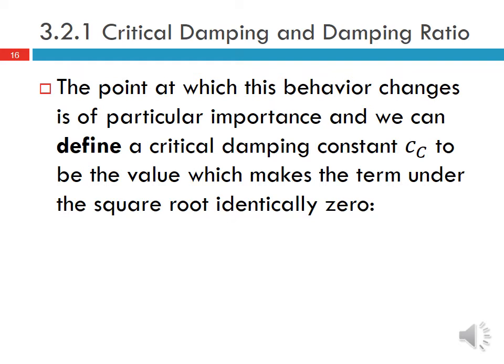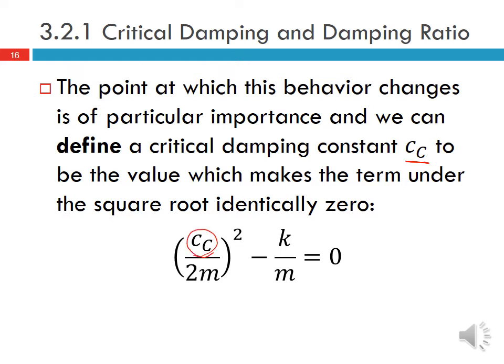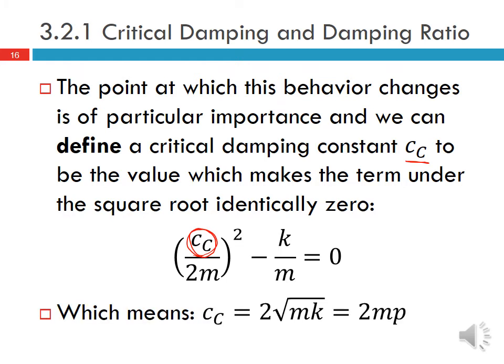The system behavior changes. So we can define a critical damping constant, which we'll call Cc, to be the value that makes that term under the square root identically 0. So c over 2m squared minus k over m equals 0. The damping coefficient that makes that 0, we're going to call a special term, which is the critical damping constant. We just add the subscript c. So Cc, the critical damping constant, is equal to 2 times the square root of mk, or 2mp. Knowing that p is equal to the square root of k over m, we can equivalently write this as 2mp.